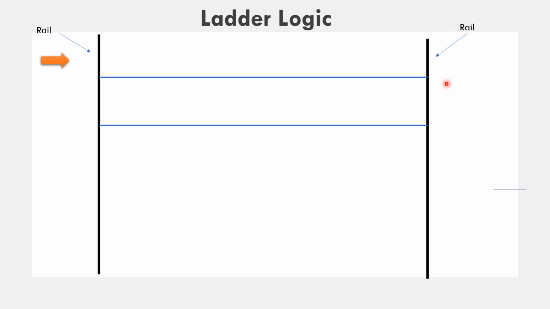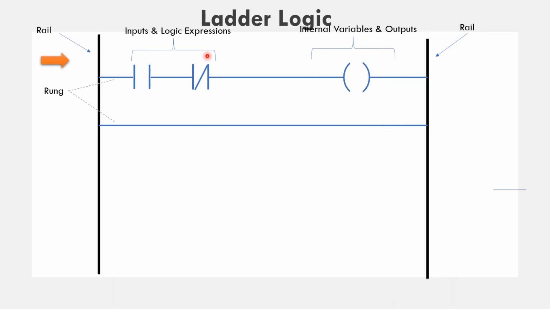Then we have horizontal lines, which are known as the rungs of ladder logic. As per the logic, these rungs are going to be increased, and for input and output we have these symbols. This is the symbol of a normally open relay, which is considered an input. This is the normally closed relay, which is also an input, and this is the output.